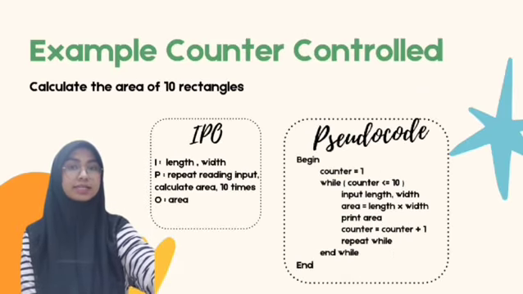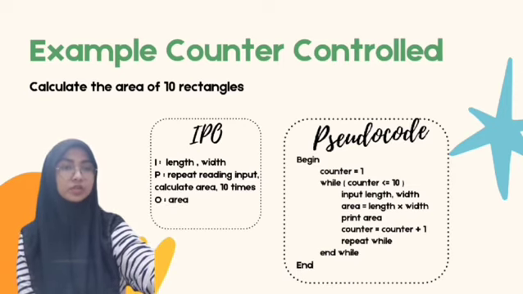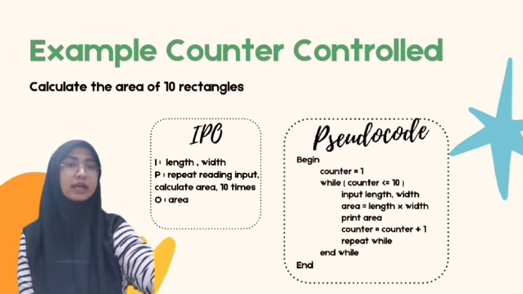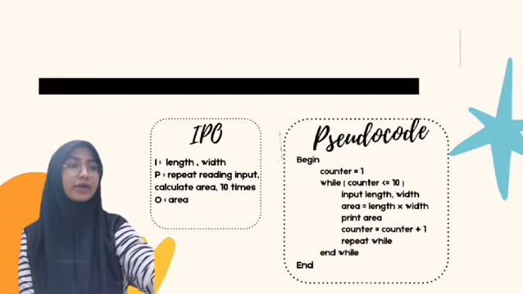Now, let's see an example of a counter control question, which is to calculate the area of 10 rectangles. We may start with IPO, so the input will be length and width. Process will be repeat reading input and calculate area 10 times. Output will be area. As for the pseudocode, we will start with begin, counter equal to 1, while counter less than or equal to 10, input length, width, area equal to length times width, print area.